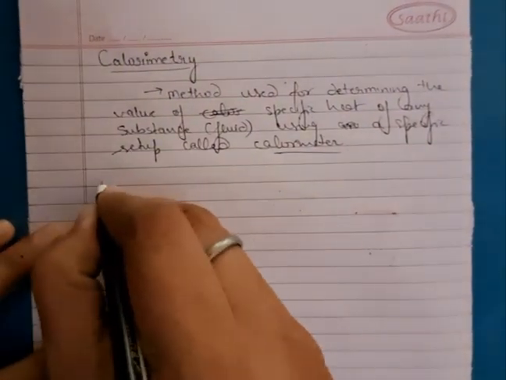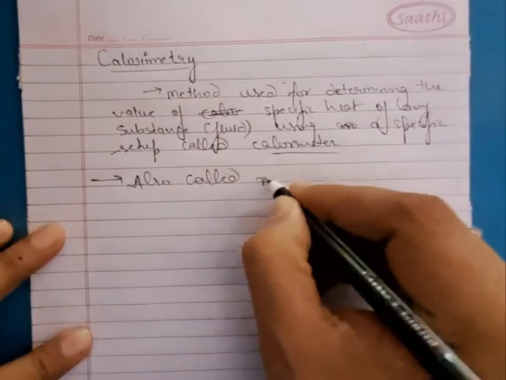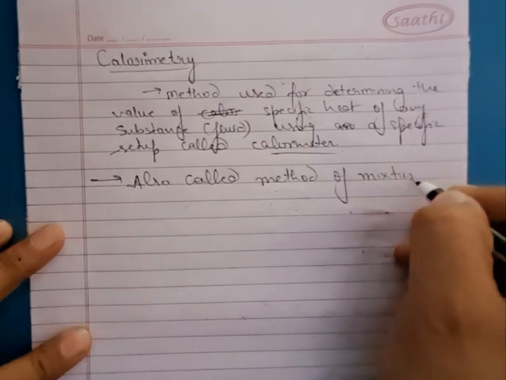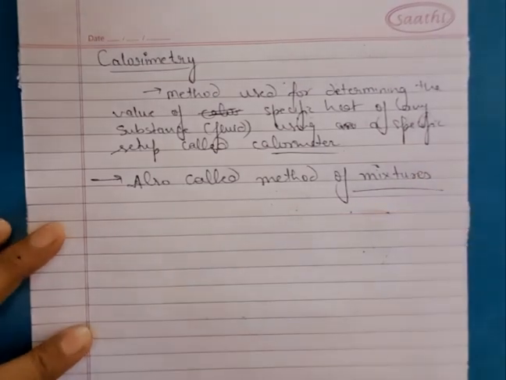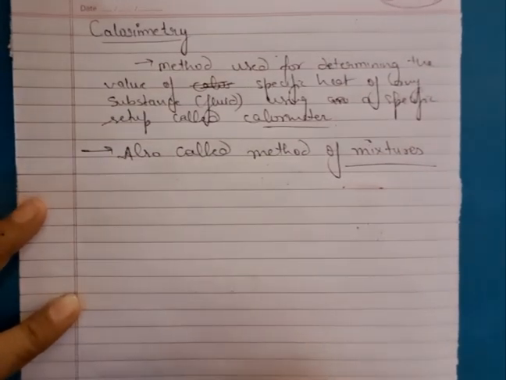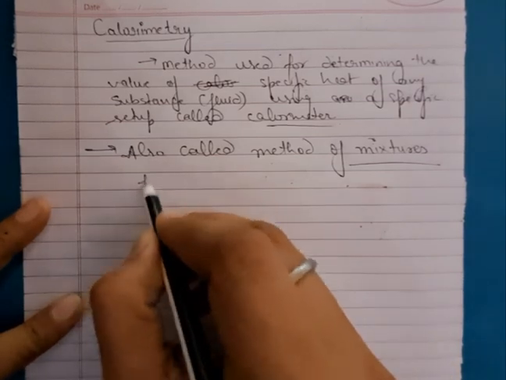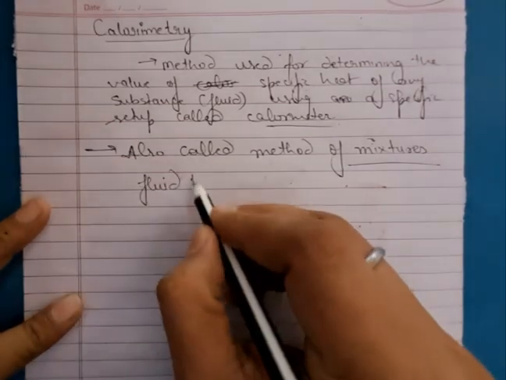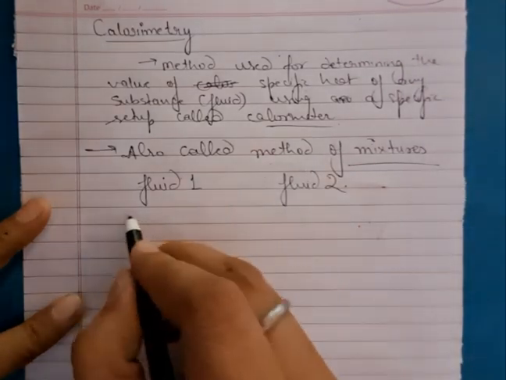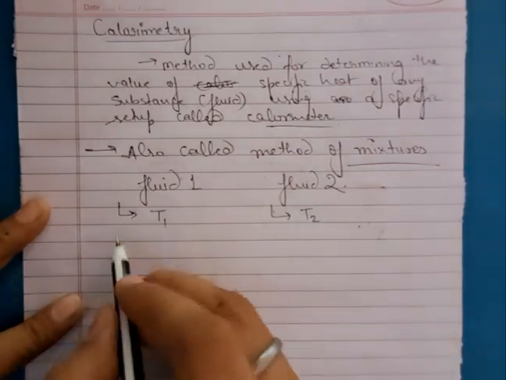It is also called the method of mixtures. So how do we come to the conclusion that this is known as the method of mixtures? Because we use two kinds of fluid. So fluid 1 and fluid 2. Fluid 1 has temperature T1 and this will have temperature T2.